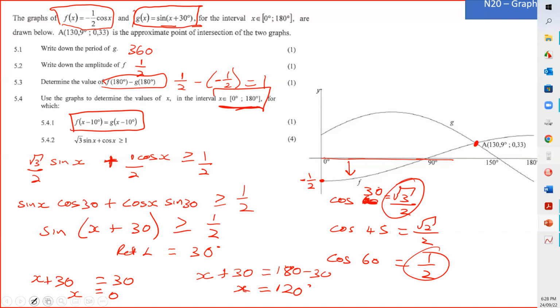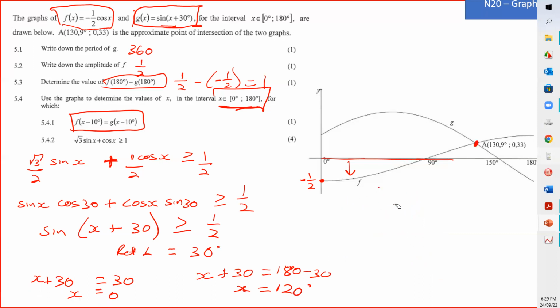So putting it down into our inequality form, we can now conclude that x will be an element running from 0 to 120. And because we said equal to, we have to use a square bracket. So there we have it.